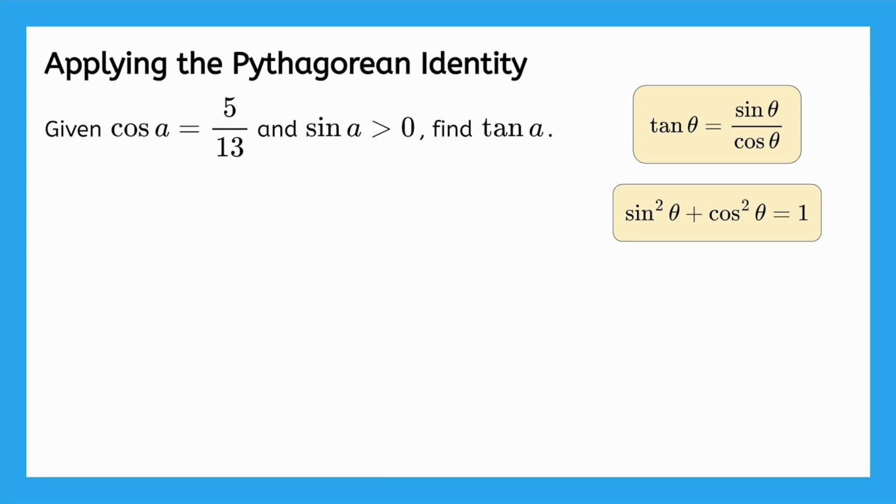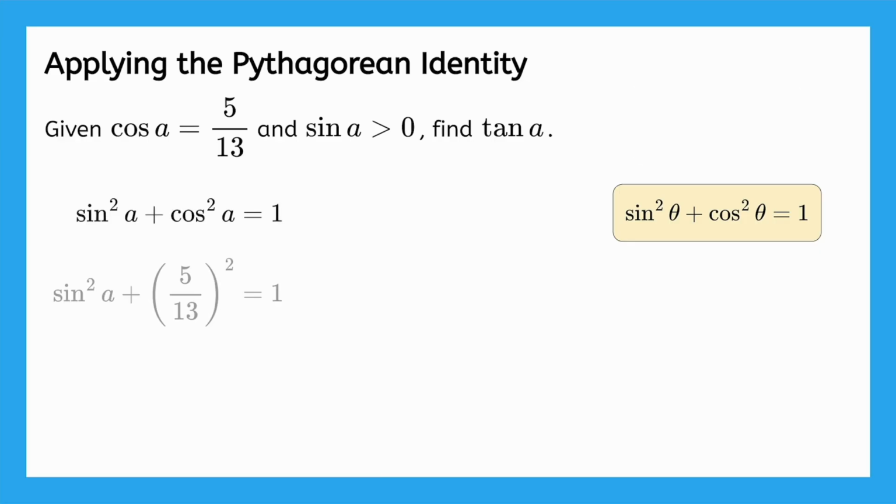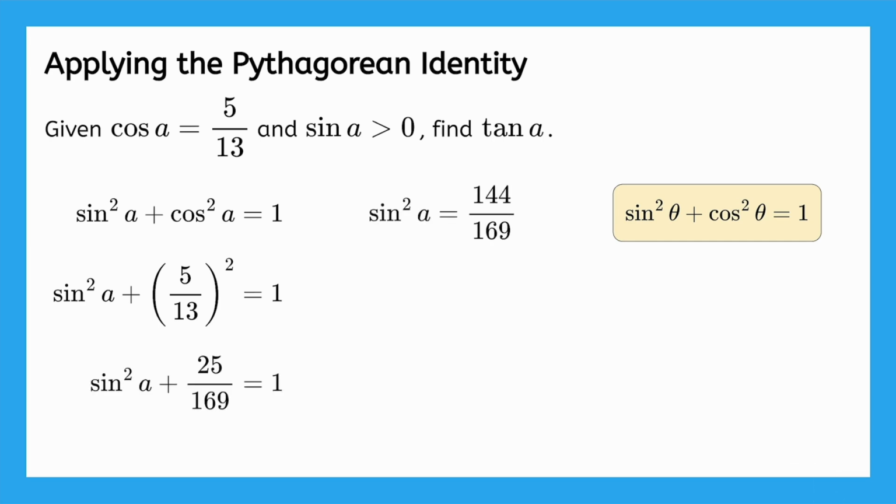Starting with the Pythagorean identity, we can substitute in the value of cosine of A. Take a moment and solve for the sine of A. We'll want to square 5 over 13, then subtract 25 over 169 on each side to isolate the sine squared of A. Then, we can take the square root of each side, which results in plus or minus 12 over 13. It looks like we have two options for the sine of A.